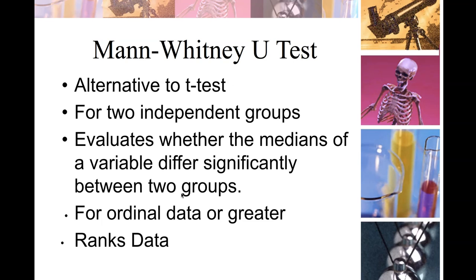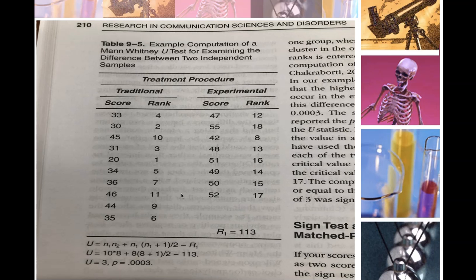Now we also have a Mann-Whitney U test, and this is the alternative to a t-test. We're going to use this for 2 independent groups, and it evaluates whether the medians of a variable differ significantly between the 2 groups. So we're not looking at means, we're looking at the medians. What are the middle scores? And we're looking at ranked data. So here you can't use it with nominal data. You've got to have at least ordinal data here. So it ranks the data.